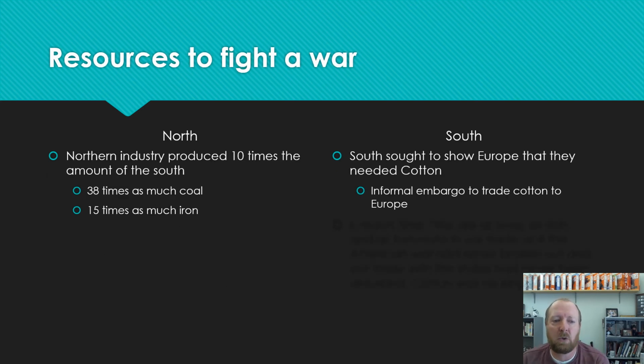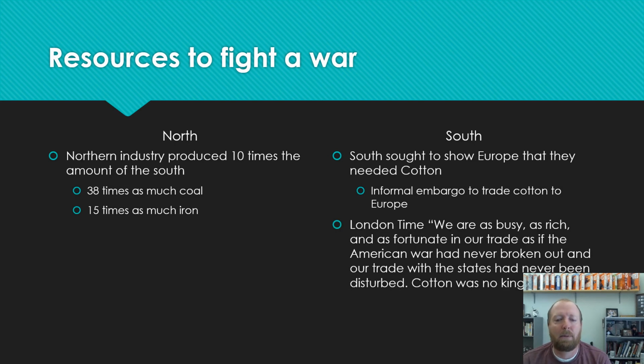As we look at the resources to fight the war, the North just had much more innovation and much more ability to produce to win this war. That's what we learned in World War II. The U.S.'s ability to produce tanks and planes and ships outproduced any other country in the world. And that's what led to victory in World War II. And that's what the North had. So they could produce 10 times as much as the South. They were based on manufacturing. The South hoped to rely on Europe, but that didn't happen.